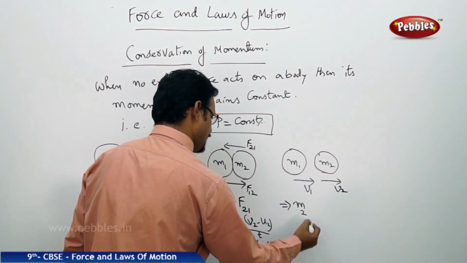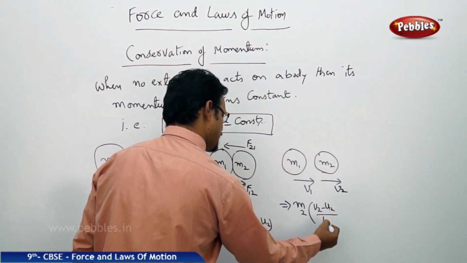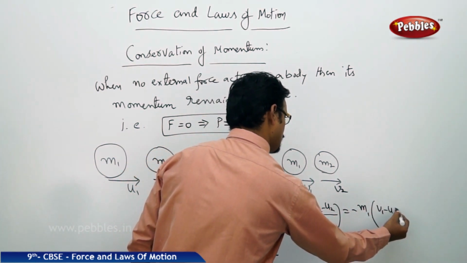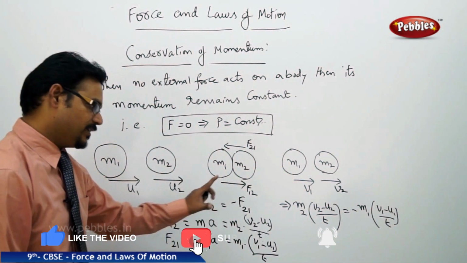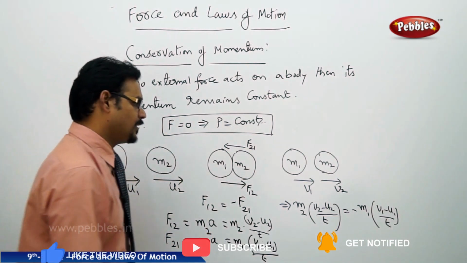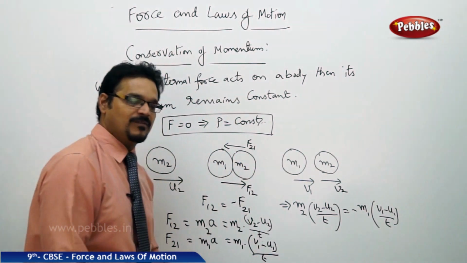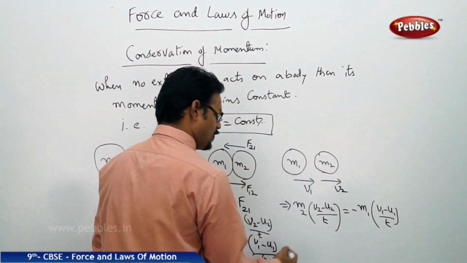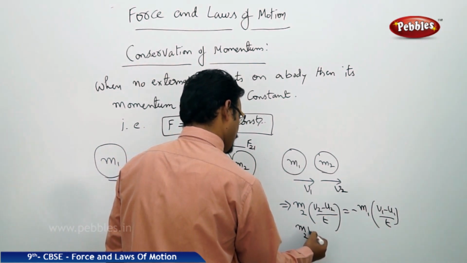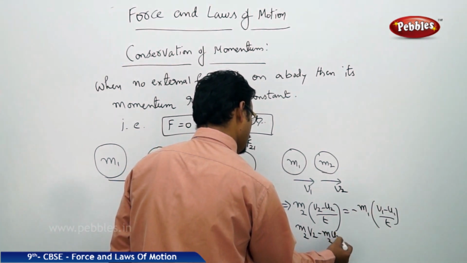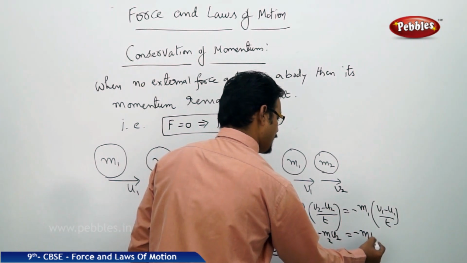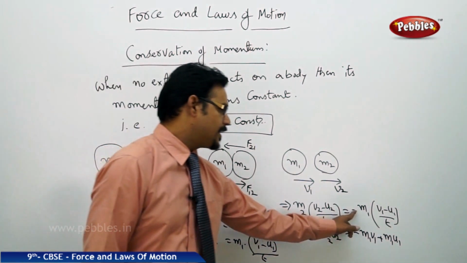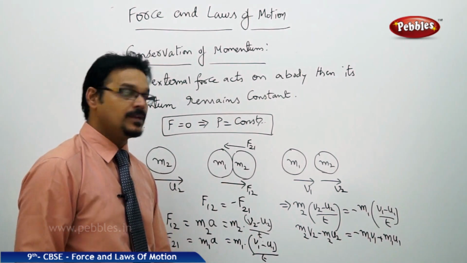So I am rewriting m2 into (v2 minus u2) by t equals minus m1 into (v1 minus u1) divided by t. See carefully, t is nothing but the time of collision. Now here, the time of collision is the same for m1 and m2 because they hit each other simultaneously. So t is cancelled. So what you get: m2 v2 minus m2 u2 equals minus m1 v1 plus m1 u1. Just check once. Minus into minus is plus. We got an expression.